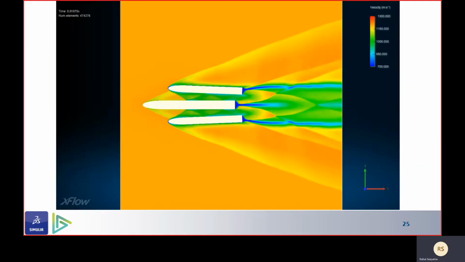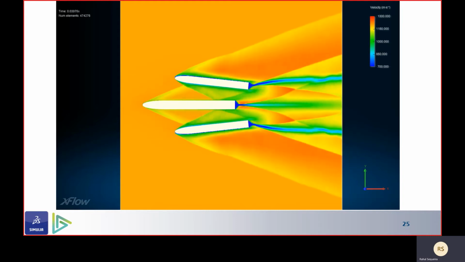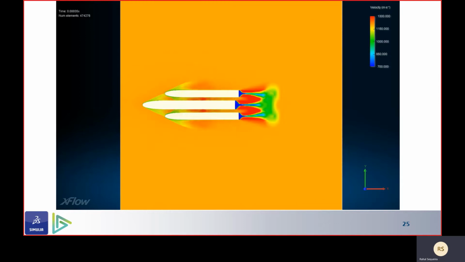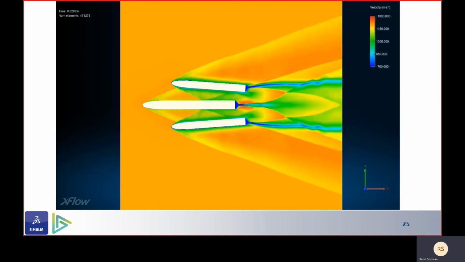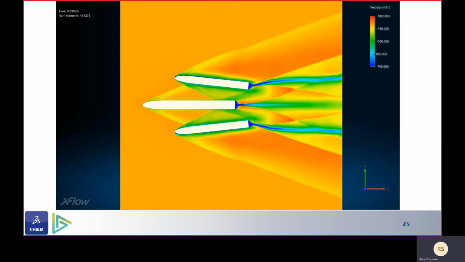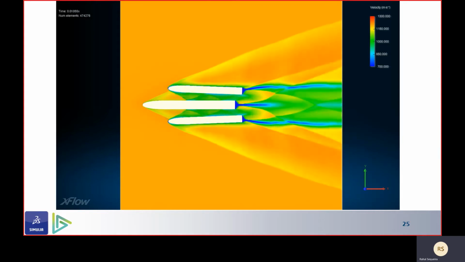We took it another step further by using rigid body dynamics in order to understand how the projectiles separate when they are detached from the main attachment. And as you can see, XFlow is able to solve these simulations really well.